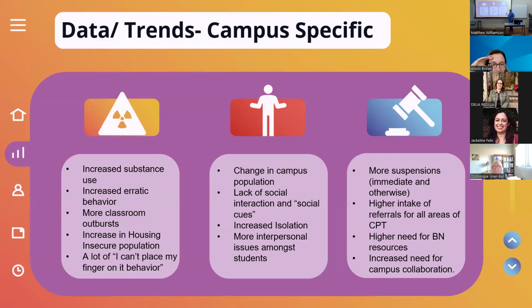There's more classroom outbursts, and an increase in the housing insecure population. We've been seeing that quite a bit. I think that's why the board is actually going to put some residence halls down near the Bundy campus. And a lot of, I can't place my finger on it, behavior. That's what we're hearing from you. They're saying, I've got a feeling something's wrong, but I just don't know what it is, because you haven't experienced it.